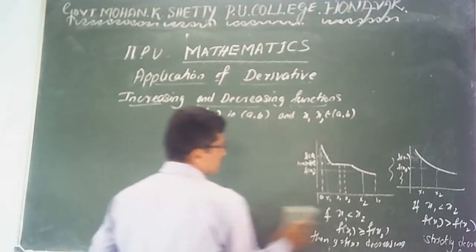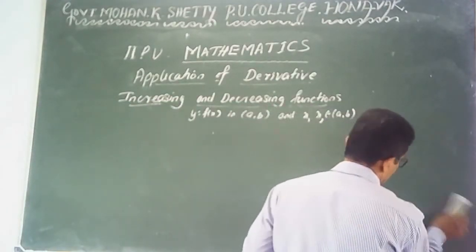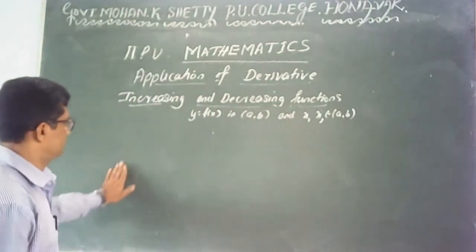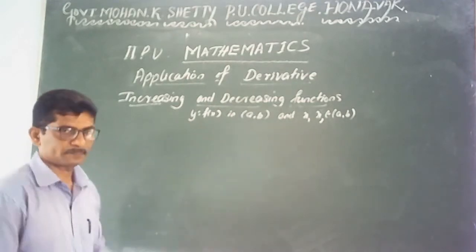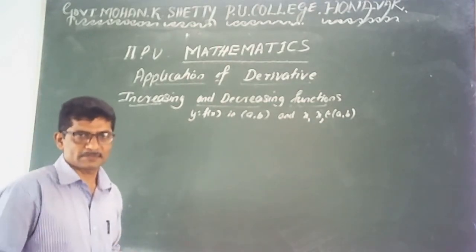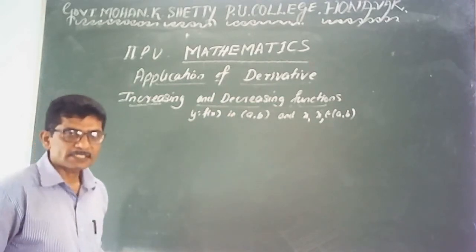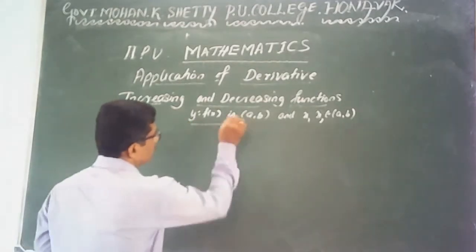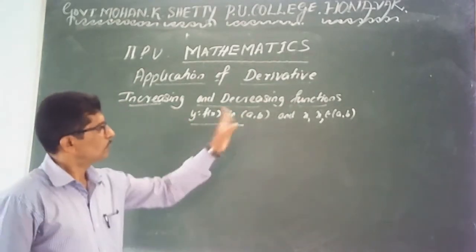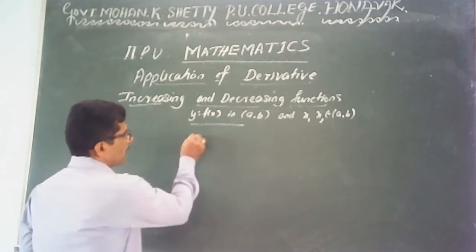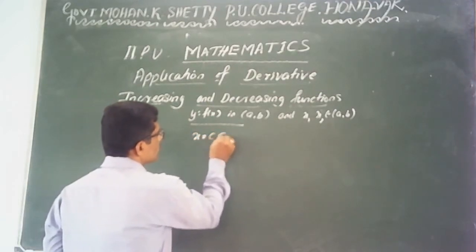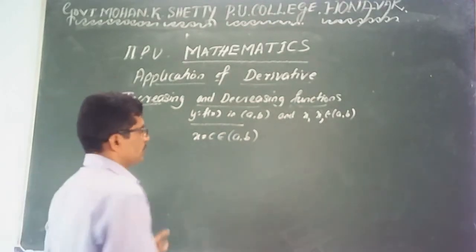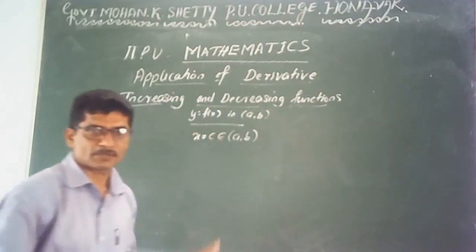The next definition is the basic definition of increasing and decreasing functions. Similarly, y is equal to f of x is defined in the open interval a to b, and x is equal to c belongs to the interval a to b, in the domain of the given function. Is it clear?